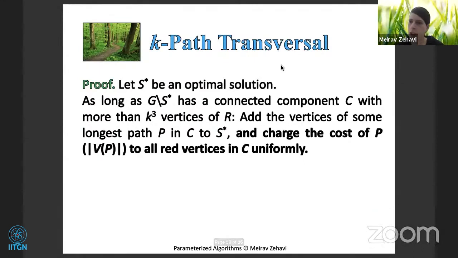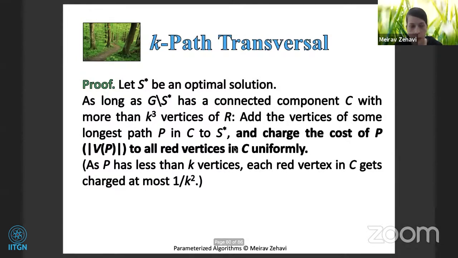For this, we are going to do a charging argument. Whenever you add the vertices of some long path in a connected component to S star, we charge the cost of adding them. What is the cost? The number of vertices in this path. We charge their cost to all of the red vertices in C uniformly. What does it mean? Notice that P has less than K vertices. Whenever you look at the longest path in the connected component, it has size strictly smaller than K, because in the beginning we already added the solution to the K-path transversal problem. So all the paths of size at least K are already hit.